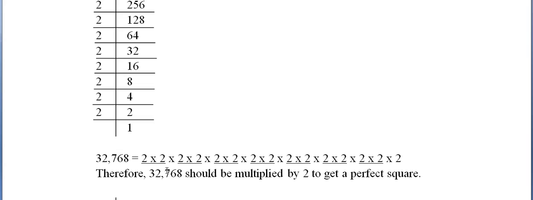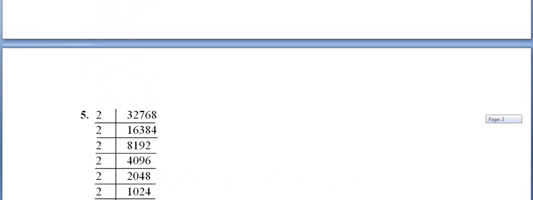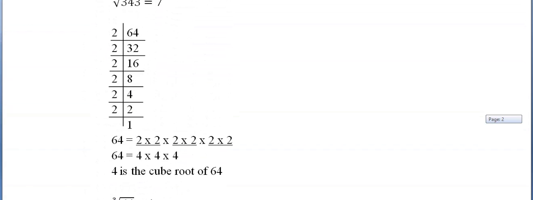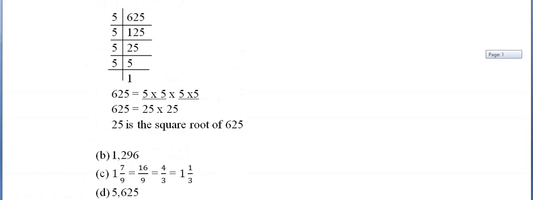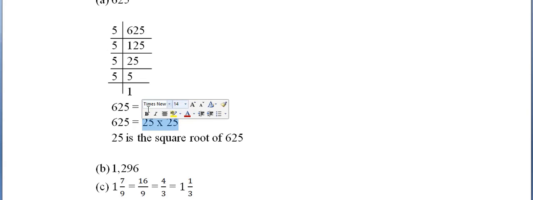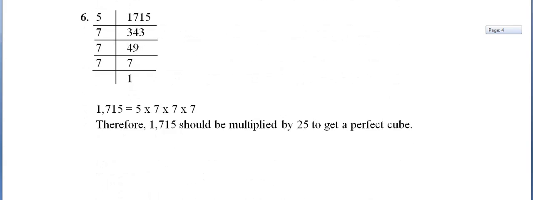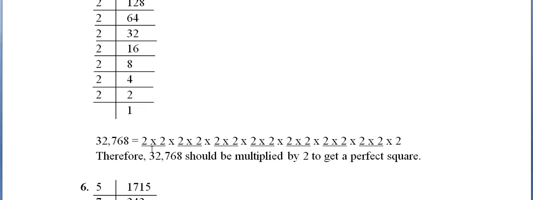Now you have to find a perfect square, and for a perfect square you must make pairs of twos. For a perfect cube you must have triples of 3. For a perfect square there must be pairs of twos. So what you will do is make the pairs. This is one pair, one pair. Keep on making the pairs.